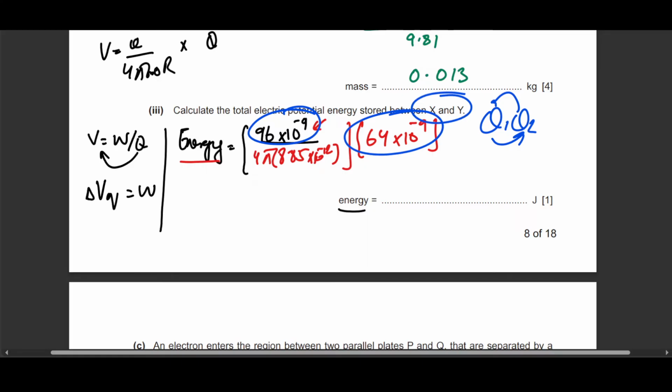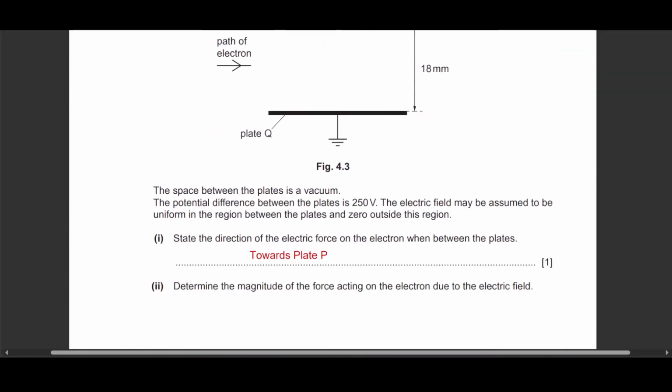What is the potential energy between X and Y? So when you solve this, it comes out as 6.91 into 10 to the power minus 4. So this is 6.9 into 10 to the power minus 4 joules.